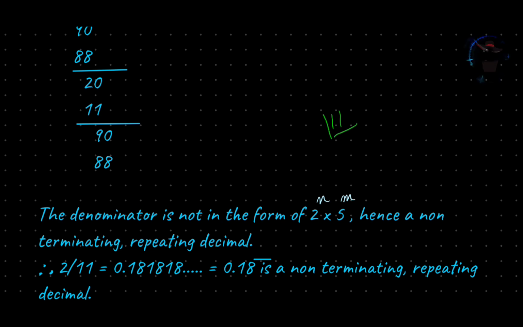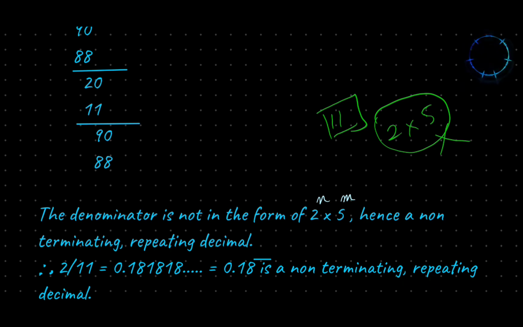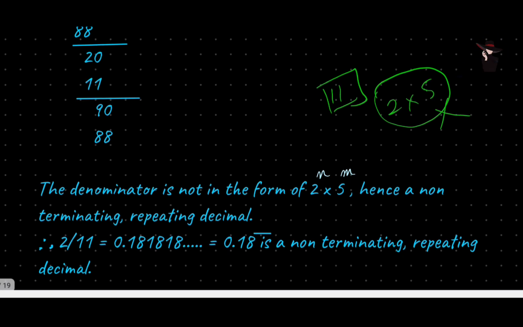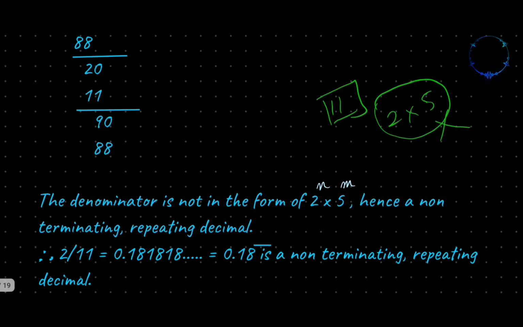has no such factors. It is a prime number. It doesn't come in 2 and it doesn't come in 5. None of those can apply to the denominator 11. So the denominator is not in the form of 2 power n and 5 power m, and the decimal is non-terminating, which goes on as 18, 18, 18 and so on, with the 18 bar. So it is a non-terminating decimal number.